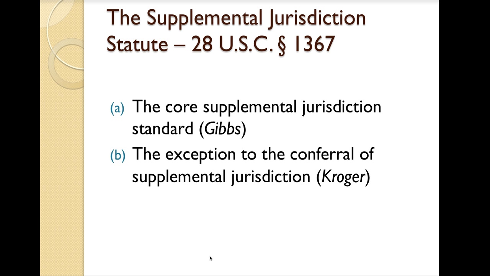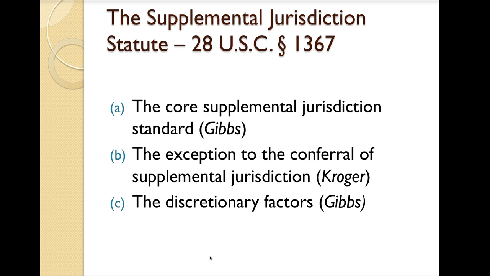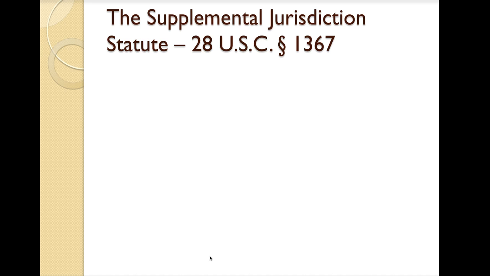Paragraph B is an exception to the conferral of supplemental jurisdiction as reflected in the holding of the Kroeber case, so that sometimes even if the conferral of supplemental jurisdiction under paragraph A might reach a particular claim, as would have been the case for Kroeber's claim against Owen Equipment, there are nevertheless circumstances where the court still shouldn't or can't exercise jurisdiction over that claim. And then there's paragraph C, which reflects the discretionary factors that we identified as having been pronounced in the Gibbs case. So let's talk through each of these sections one by one.